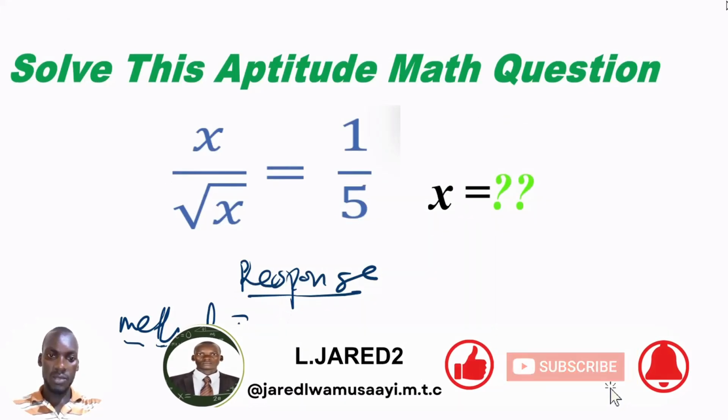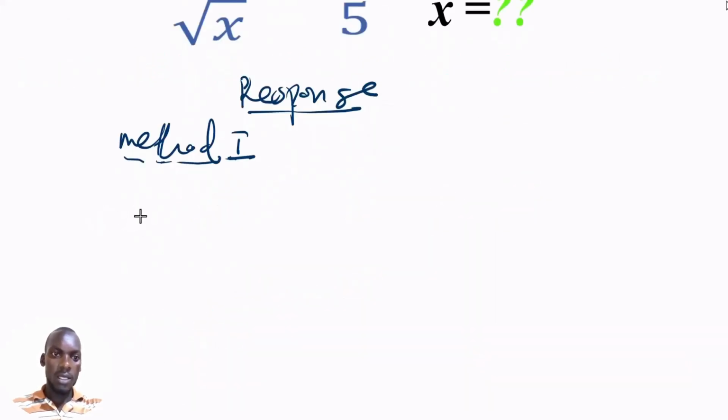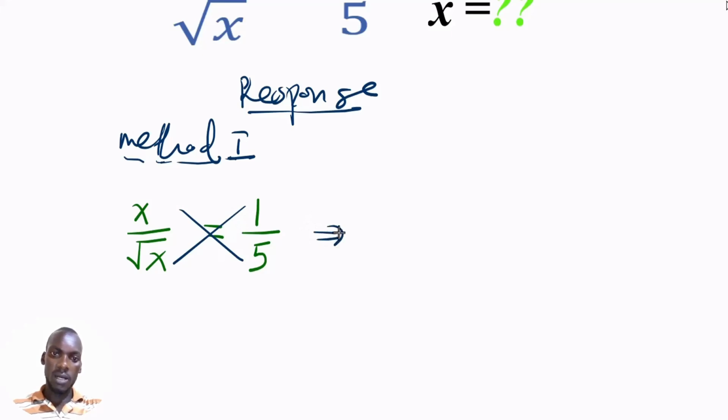So remember, we have our expression as x divided by the square root of x being equal to 1 divided by 5. So here, one can start by cross multiplying. If one cross multiplies, it means our x is going to multiply by 5, giving us 5x being equal to the root of x multiplied by 1. We are getting the root of x.